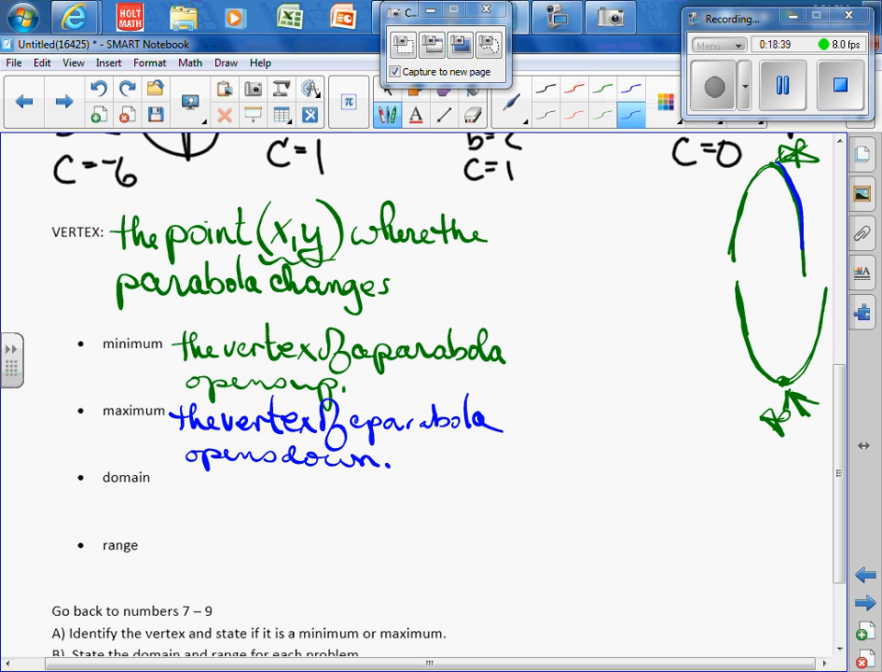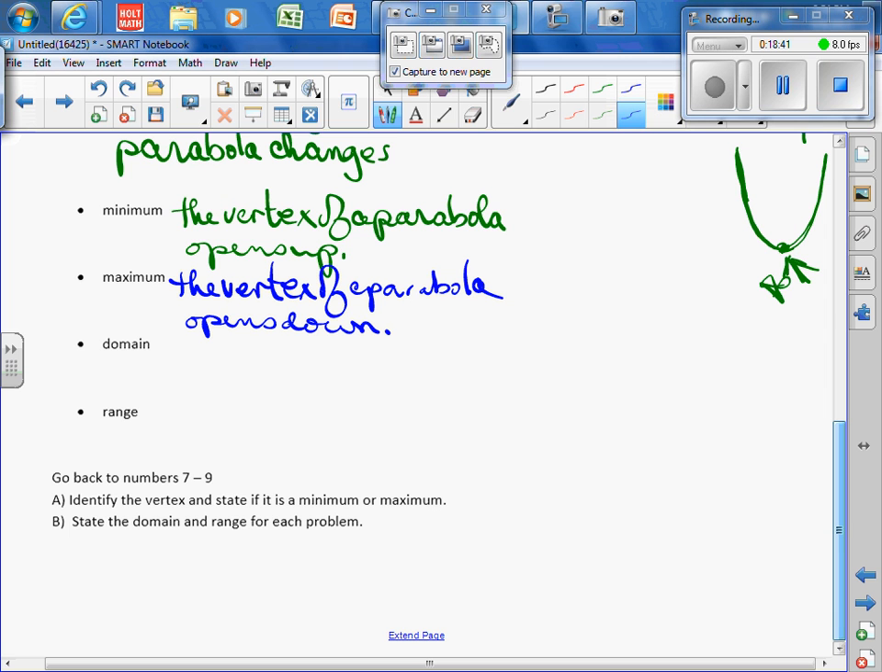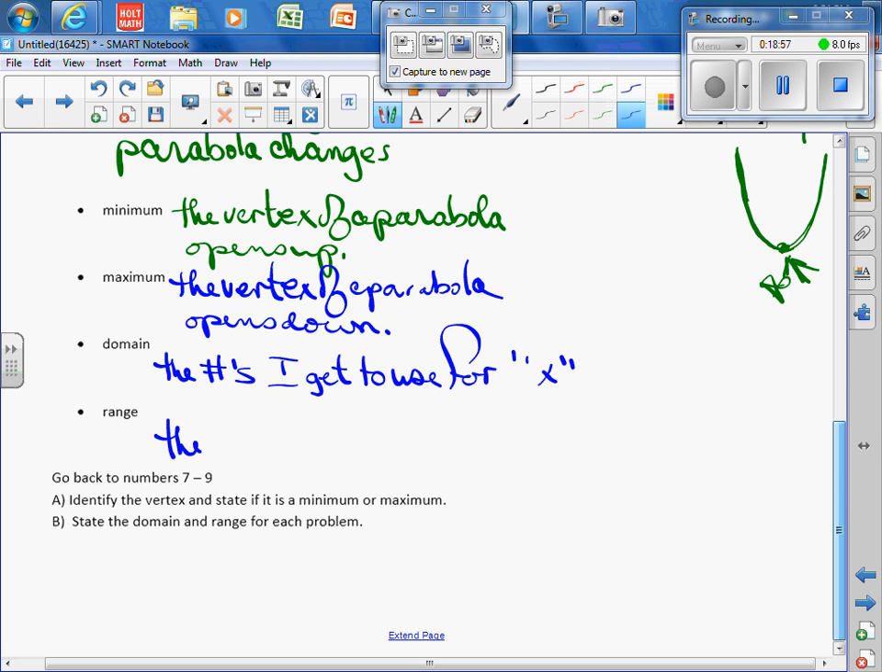The domain is the set of x's, right? These are the numbers I get to use for x. And the range is the y's. Those are the numbers that I get for y. And we'll talk more exactly about what we mean by domain and range a little bit later on.